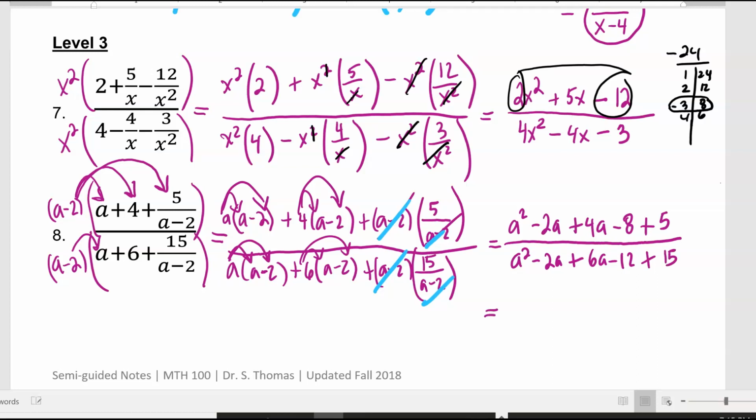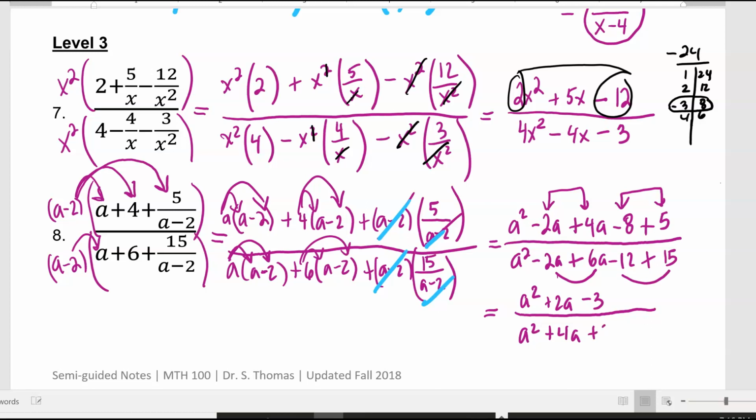Let's pull everything together, meaning let's add like terms. So we have a squared, we have negative 2a plus 4a, which is 2a. Negative 8 plus 5 is negative 3. Denominator, a squared, negative 2a plus 6a is positive 4a, and negative 12 plus 15 is plus 3.